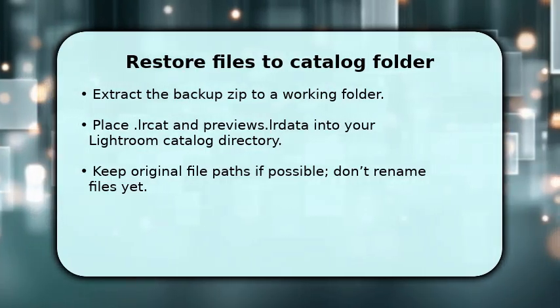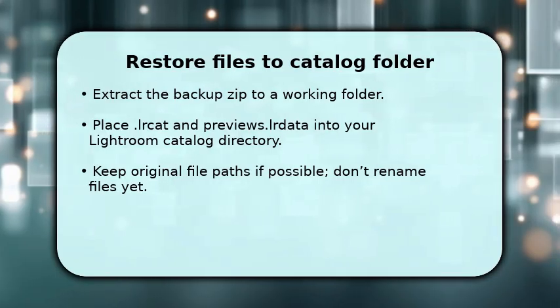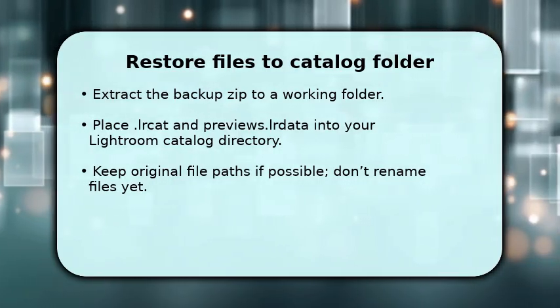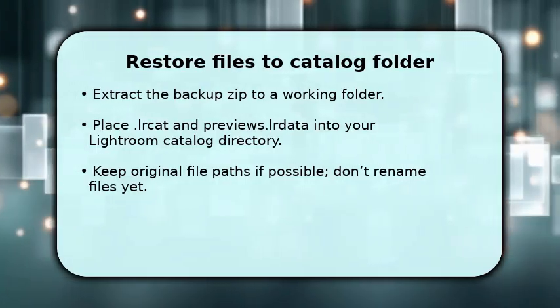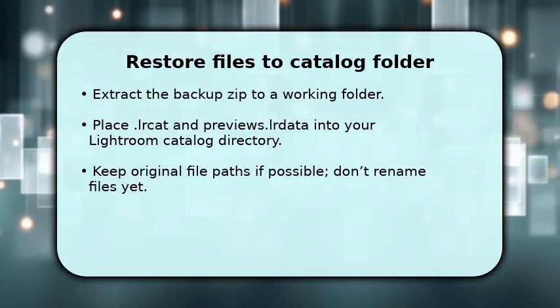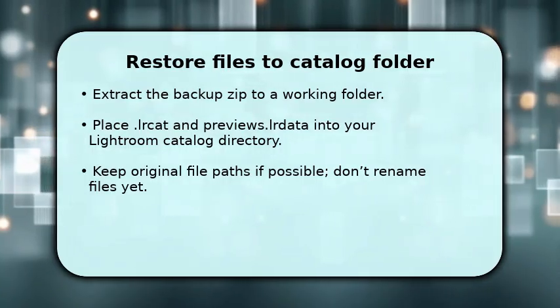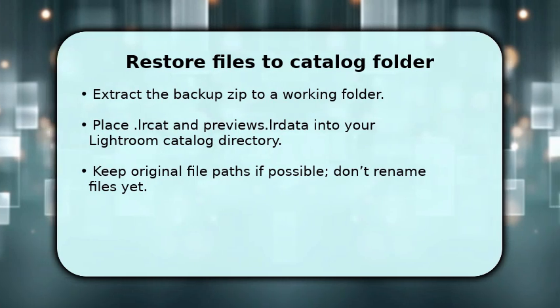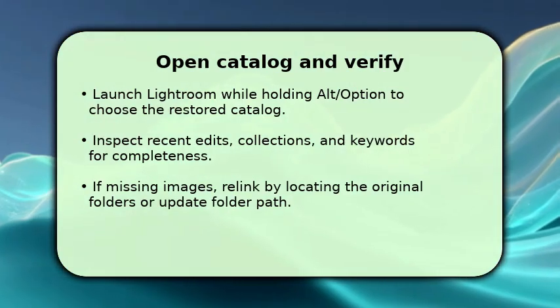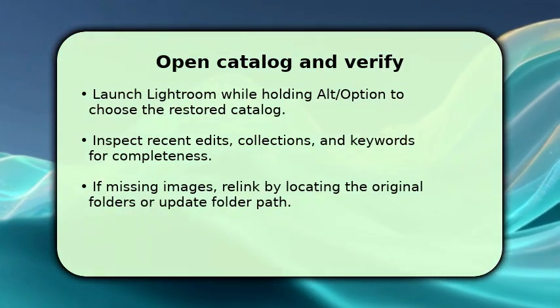If your backup contains sidecar XMP files or original image folders, copy them too, matching the original folder structure. Once files are in place, do not rename anything. Lightroom locates assets by exact names and paths, so you finish by opening Lightroom with Alt or Option held down so you can select the restored LRCAT file explicitly.